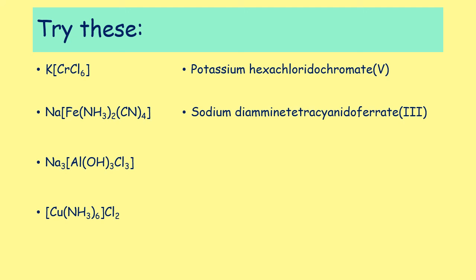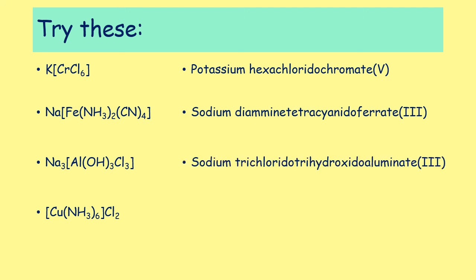Now we know it has a -1 charge. Ammonia is a neutral molecule, so doesn't contribute anything towards that. So iron minus the 4 cyanides equals -1, so iron must be 3. Sodium diamine tetracyanidoferrate 3. The next one, well, there's 3 sodiums.